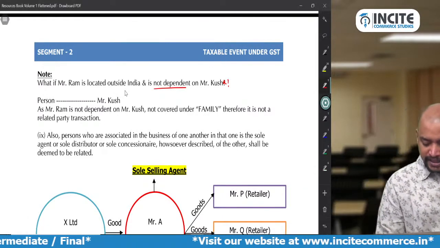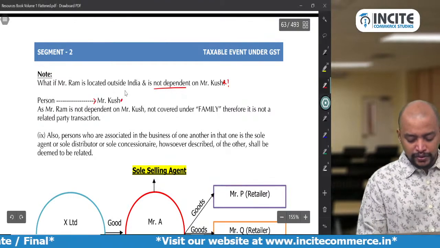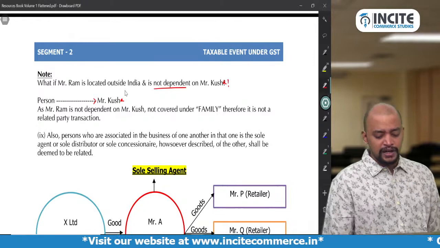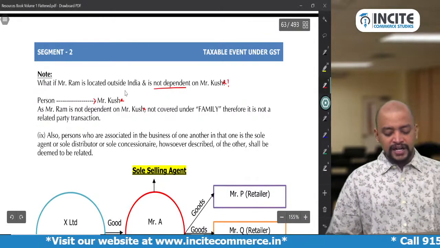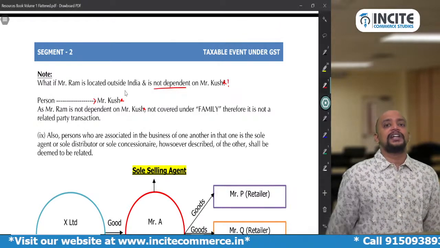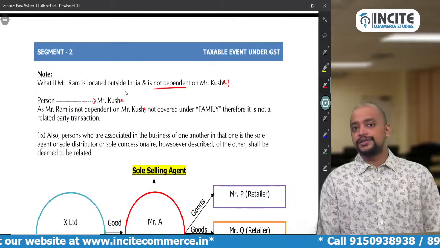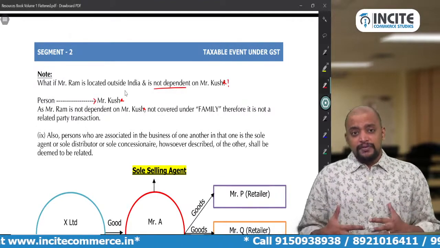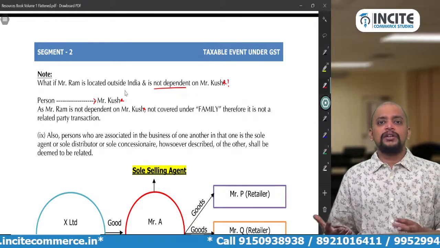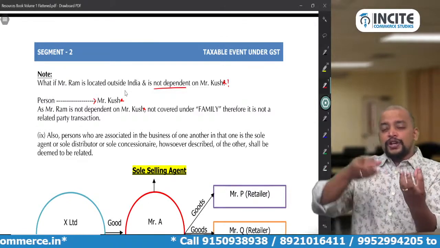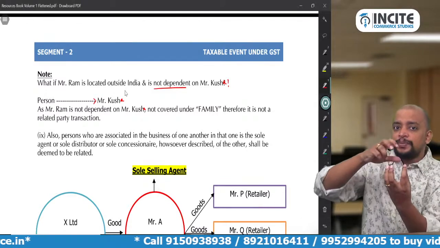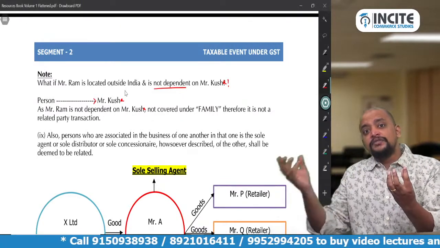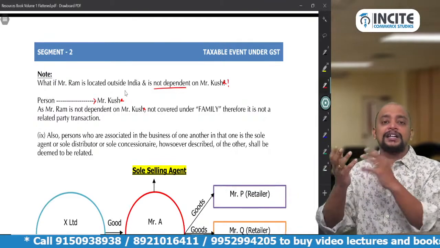So here the person is Mr. Kusha. As Mr. Ram is not dependent on Mr. Kusha, it is not covered under family. Therefore, it is not a related party transaction. Understood? So in case of a normal transaction, in that person's place, we should keep the supplier and interpret. Suppose it is import of service, in that person's place, we need to keep the recipient and interpret.